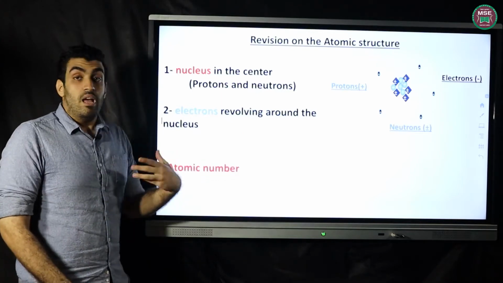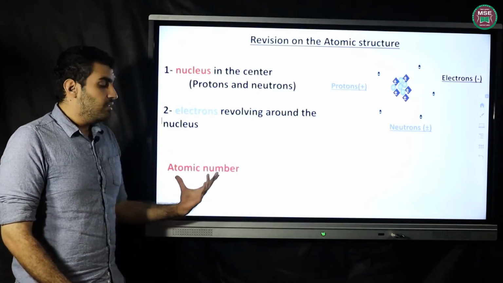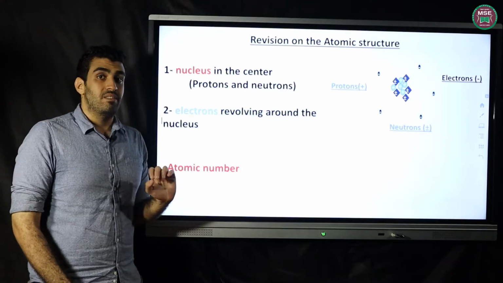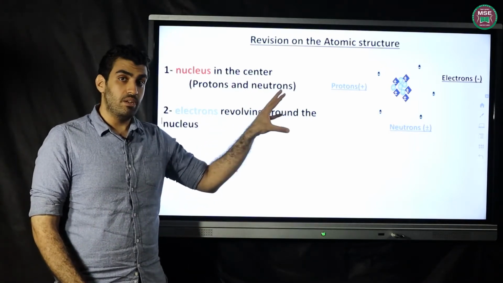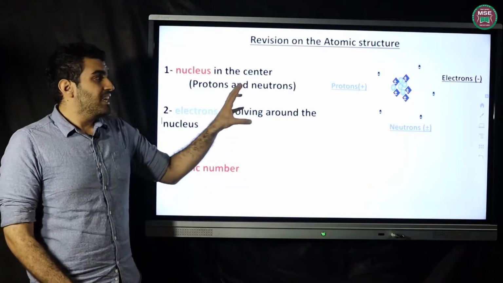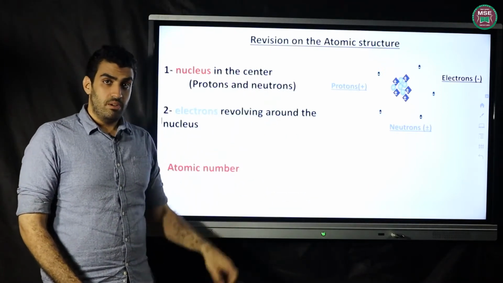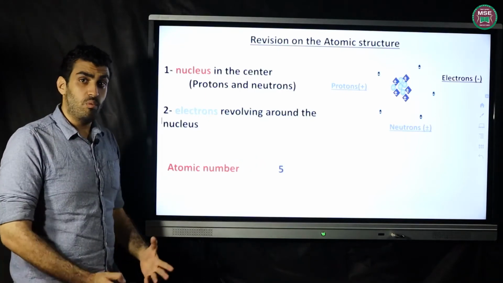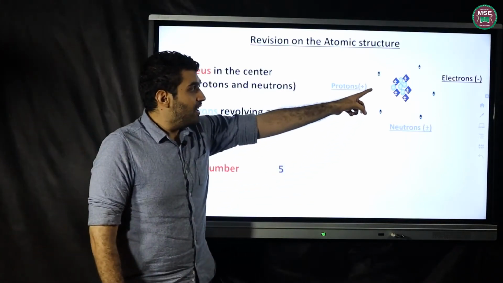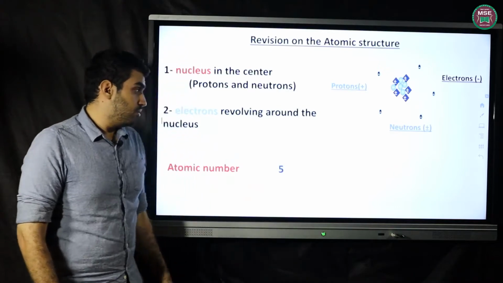Okay? Now we are going to talk about atomic number, as we remember that the atomic number is the number of positive protons found in the nucleus or the number of negative electrons revolving around the nucleus. In this case, the atomic number is 5. Why? Because I have 5 positive protons.